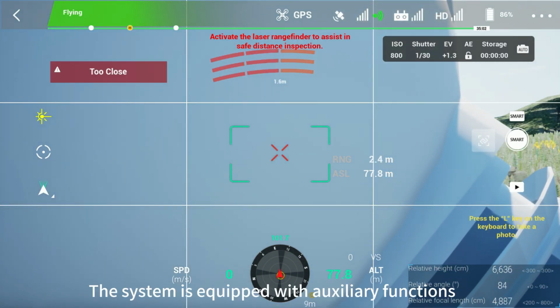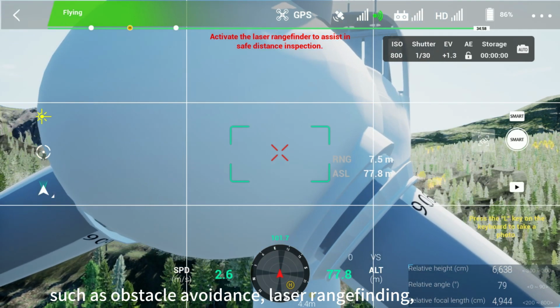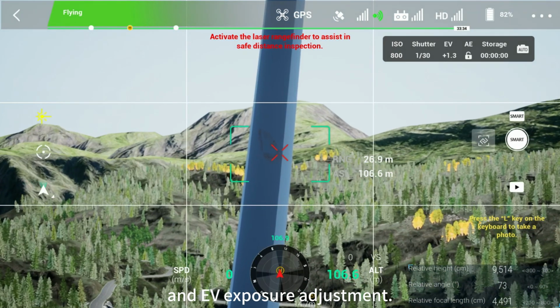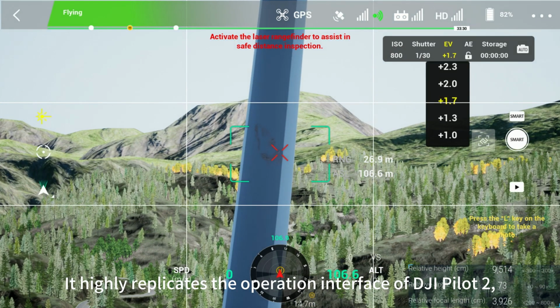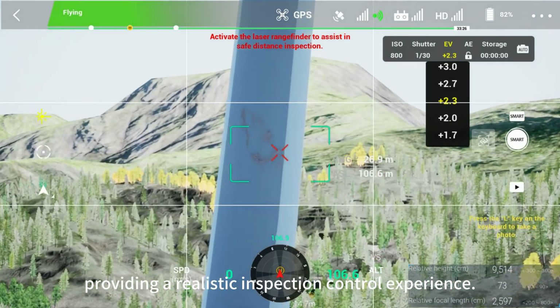The system is equipped with auxiliary functions, such as obstacle avoidance, laser rangefinding, and EV exposure adjustment. It highly replicates the operation interface of DJI Pilot 2, providing a realistic inspection control experience.